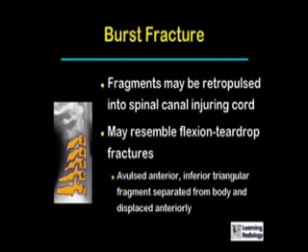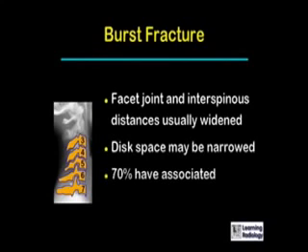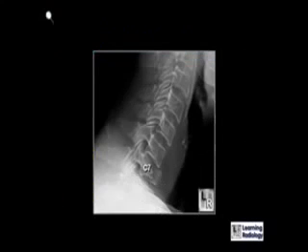It can resemble a flexion teardrop fracture of the cervical spine, but in flexion teardrop fractures, there is usually an avulsed anterior-inferior triangular fragment separated from the body and displaced anteriorly. In burst fractures, the facet joint and interspinous distances are usually widened, the disc space can be narrowed, and 70% have associated neurologic deficits.